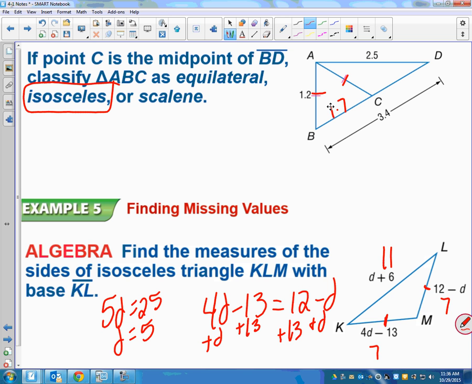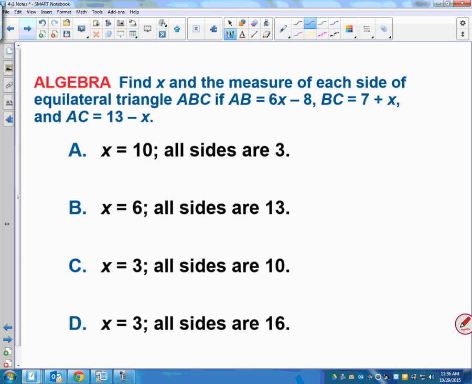So, on your homework, the majority of it's not going to be multiple choice, so you don't want to just be guessing and checking. You want to be able to set it up. So look at the next one. Do number 9 if you haven't done number 9. It says, find x and the measure of each side of the equilateral triangle ABC if AB equals 6x minus 8, BC equals 7 plus x, and AC equals 13 minus x. And try not to just reverse check, right? Forget that it's multiple choice for a minute and say, could I do this if it wasn't multiple choice? And pick the right answer. Boom, I got it right on the first try.